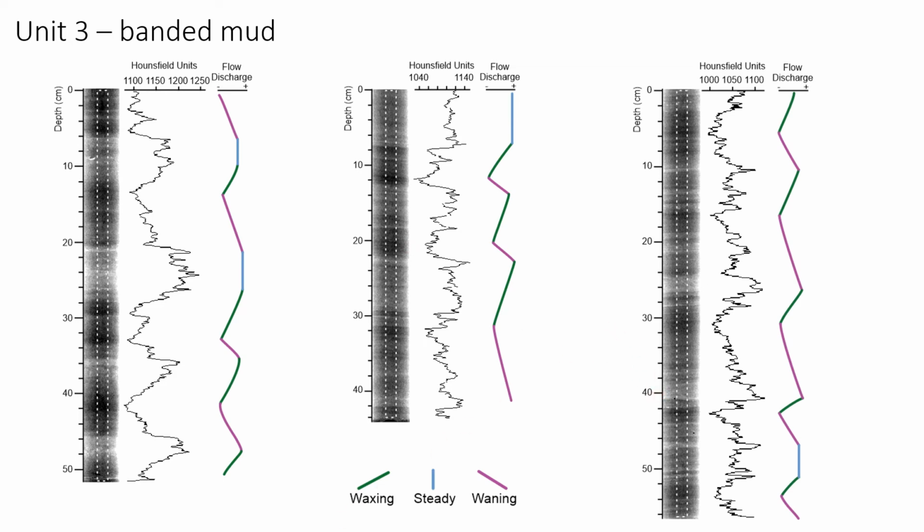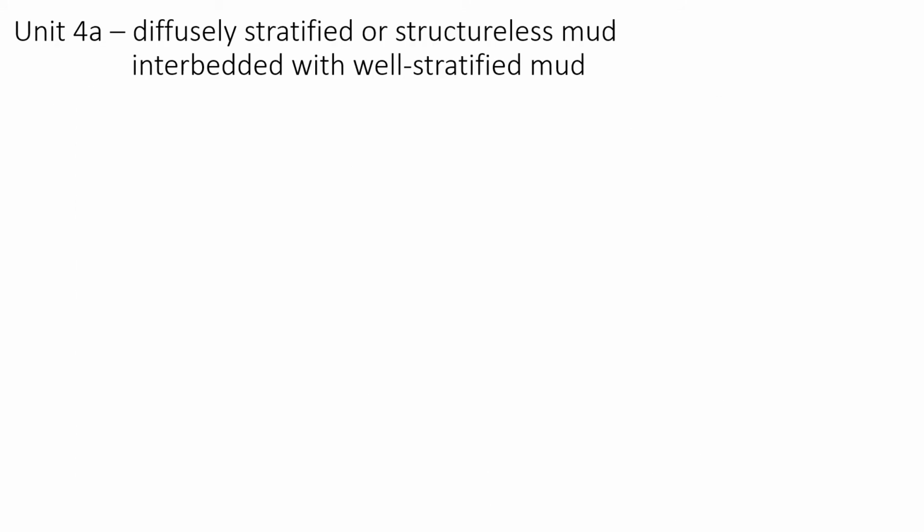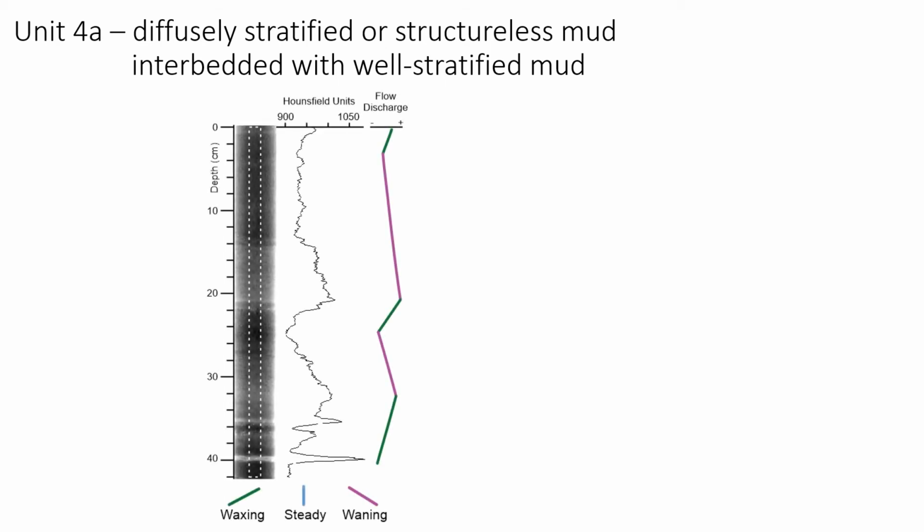Now, beds in Unit 3 are on average about 8 to 17 centimeters thick, which is considerably thicker than beds of Unit 2, which are consistently 4 to 6 centimeters thick. Now, the banded mud beds of Unit 3 abruptly transition into these thicker, diffusely stratified or structureless mud beds of Unit 4A that are characterized by the same consistent rhythmic pattern in HU.